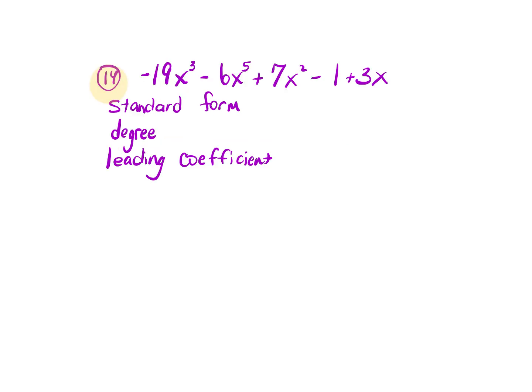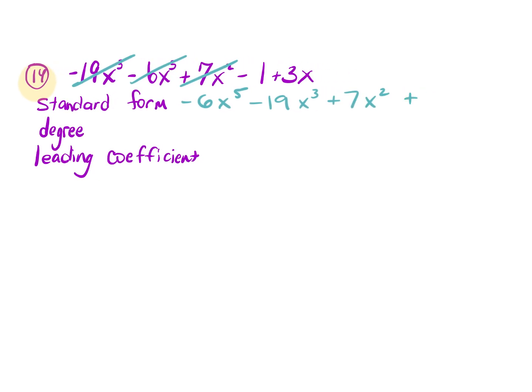So for 14, it says to write it in standard form. What would we start with when we put it in standard form? The highest degree, which is negative 6x to the 5th power. What would come next? Negative 19x to the 3rd power. Perfect. Then what? Plus 7x squared. Then plus 3x minus 1. Awesome. So you always want to start with the highest degree and then just decrease from there.